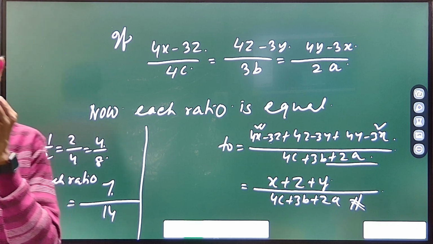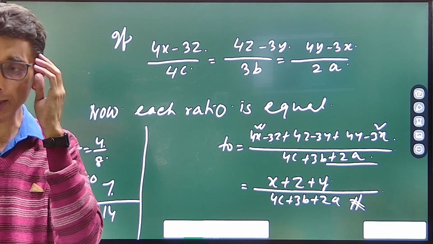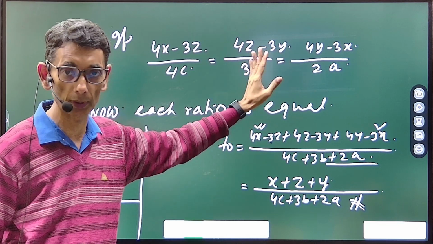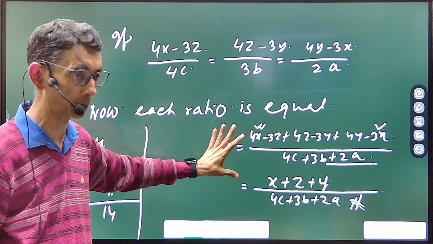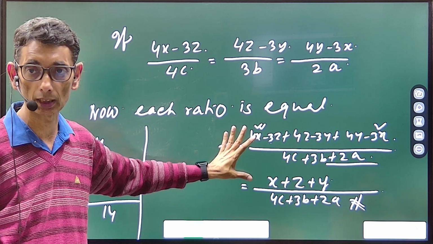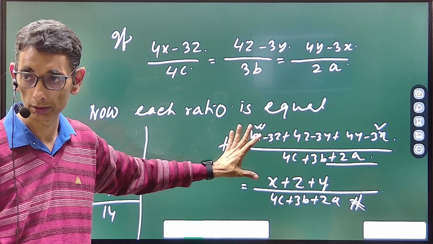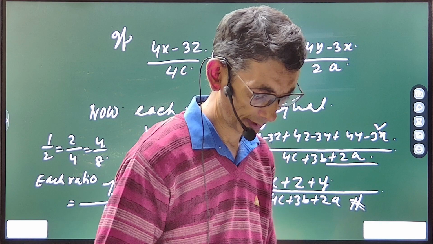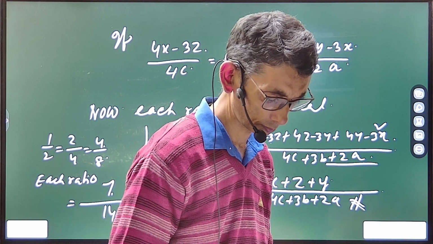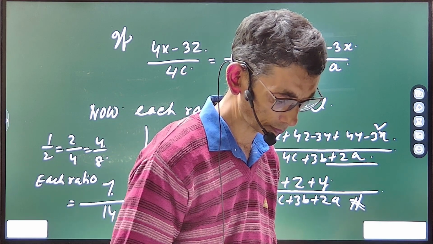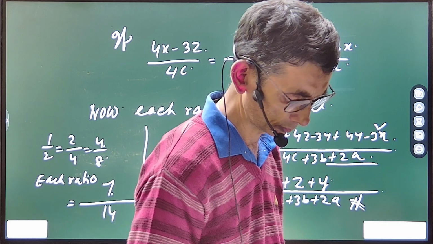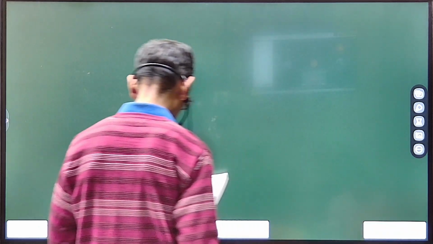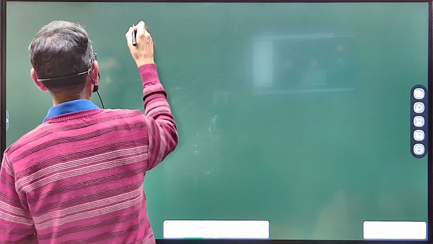Is it done? Did you understand? How did we get this ratio? We learned the formula here. These are all equivalent fractions. Its ratio is obtained by what formula? The formula we learned: sum of numerators divided by sum of denominators, right? Next, okay, next illustration 2. Next, what is there in this illustration? Okay.